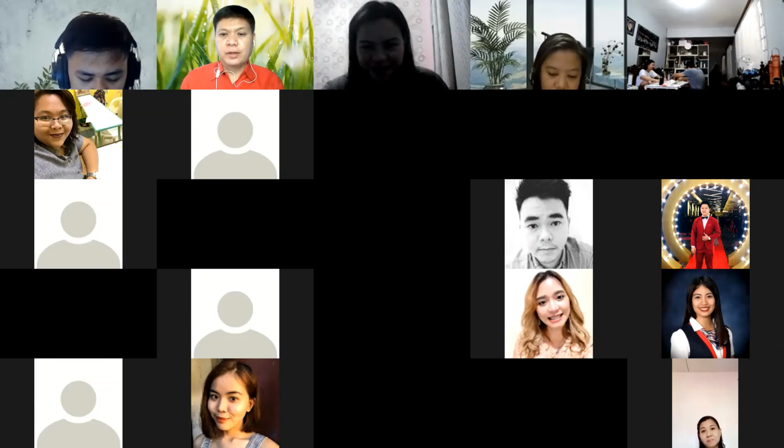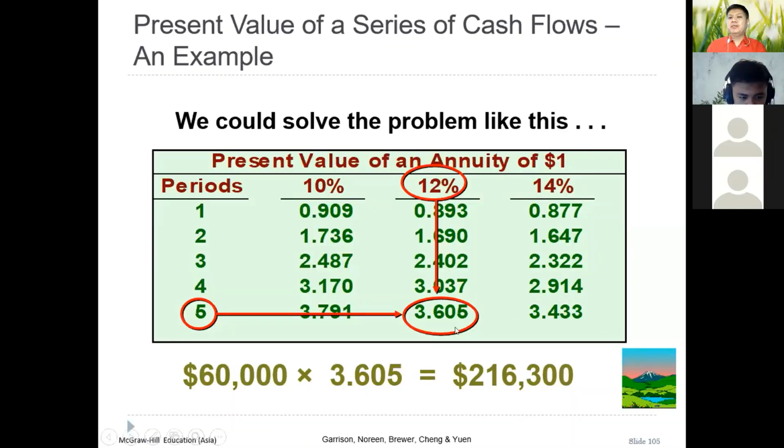And here, I am using 3.605. So the present value of an annuity of 1 at 12% for 5 years is 3.605. So it appears na ang ibabayad mo lahat-lahat for 5 years.